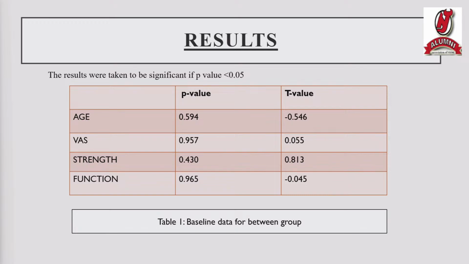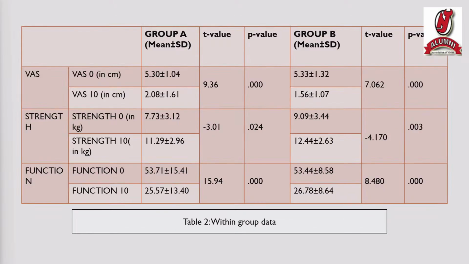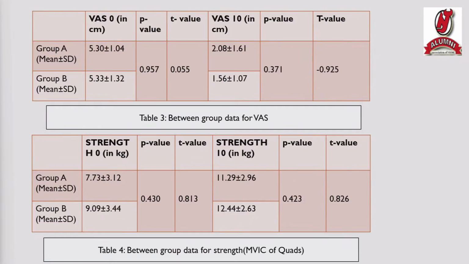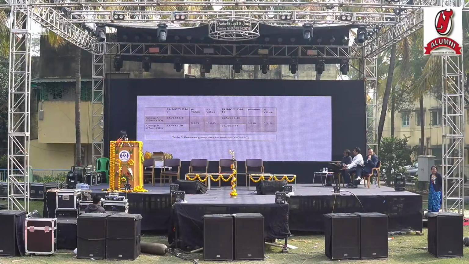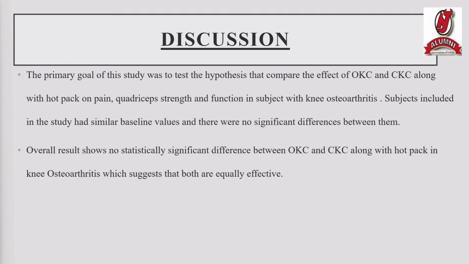Next. Result: in the baseline data, all the data were homogeneous and the p-value is more than 0.05. Next. Then in within-group data, there is a significant difference in all the outcome measures, VAS, strength and function, in both the groups. That is, the p-value is less than 0.05. Next. In the between-group comparison, there is no significant difference between the two groups in all the outcome measures, VAS, strength and function.